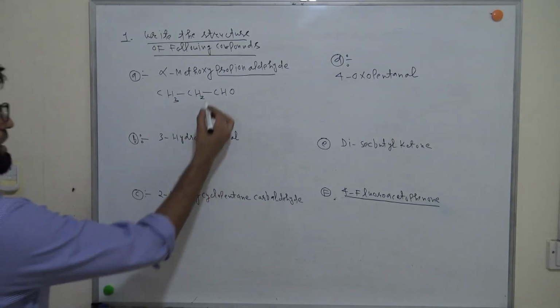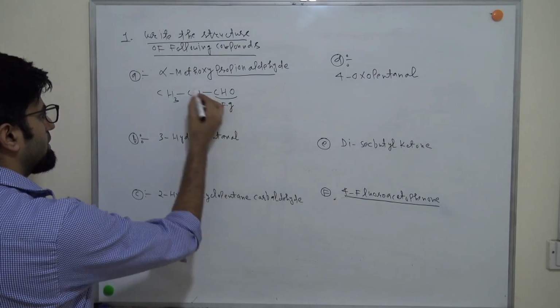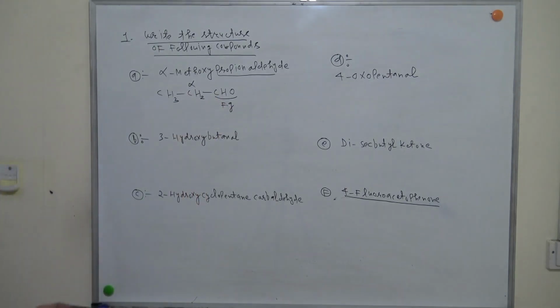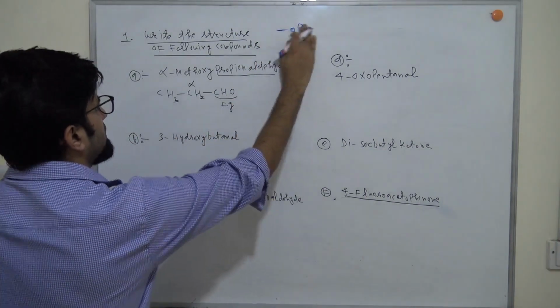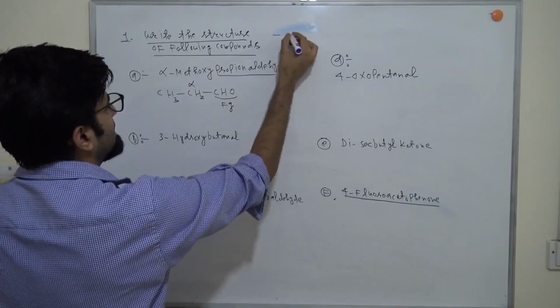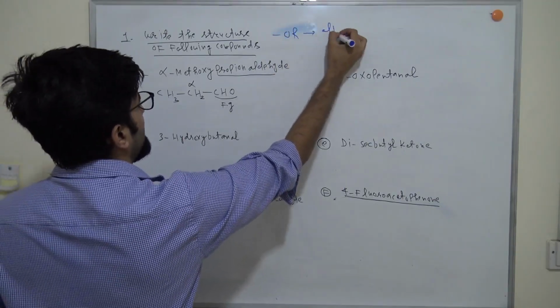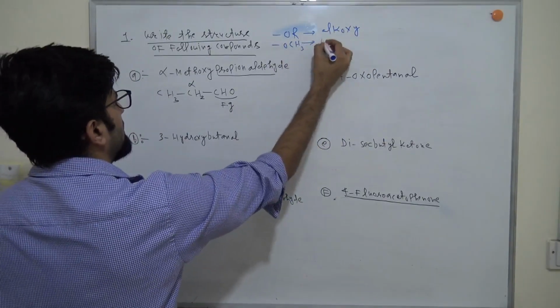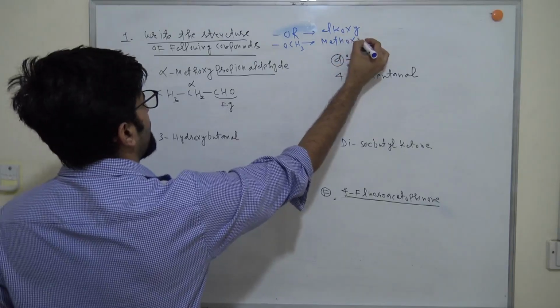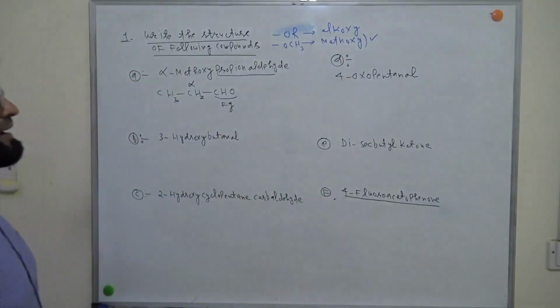Now alpha means the carbon next to the functional group. This carbon is alpha. So what this question is saying is that at alpha, introduce a methoxy group. For those who don't know, this kind of group is known as alkoxy. This is OR, your alkoxy. If I write OCH3, then this will be methoxy. Even in alcohols and phenols, I told you this, methoxy. If I write OCH2CH3, it is ethoxy. So I need alpha methoxy.